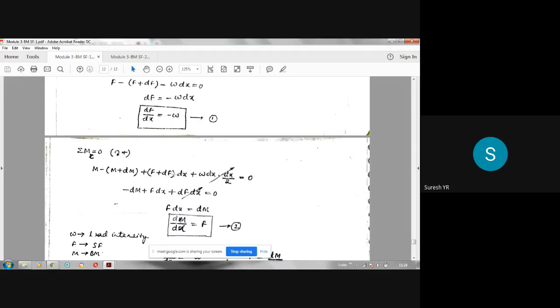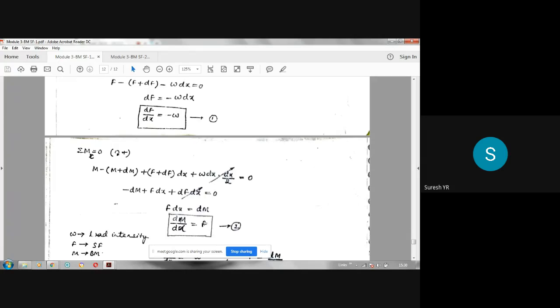This df into dx also can be neglected. So please see here, product of two smaller quantities are neglected here. So the terms neglected here are df into dx and dx whole square. Okay, when you cancel out all those things, you'll be getting finally f dx is equal to dm, or dm by dx is equal to f.